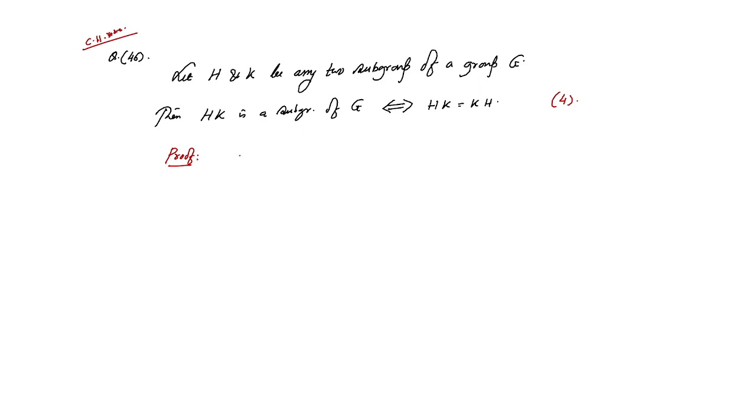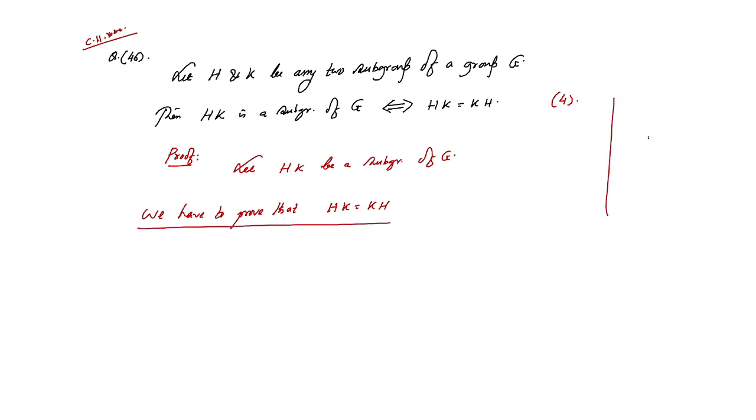First we will take HK is a subgroup of G, then from that we will prove HK equals KH. So let HK be a subgroup of G. From that we have to prove that HK equals KH.